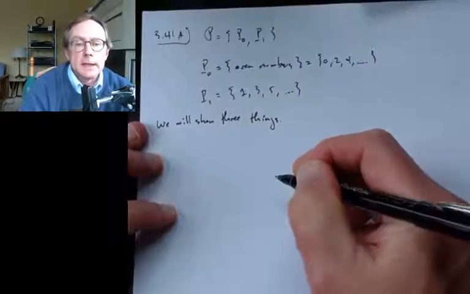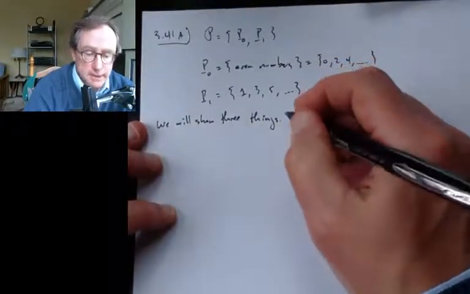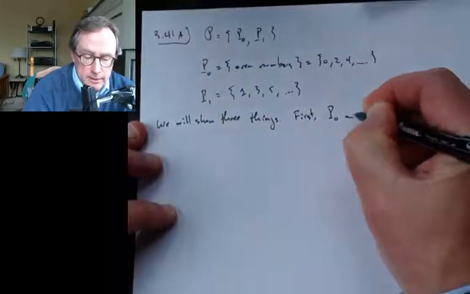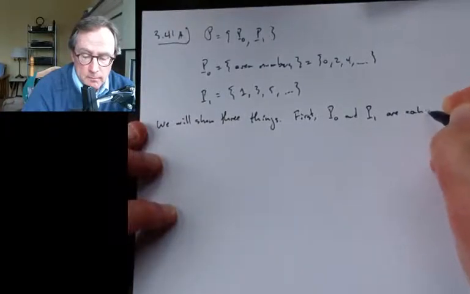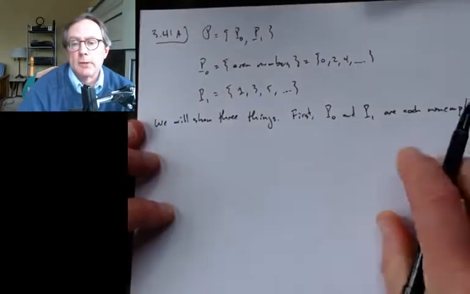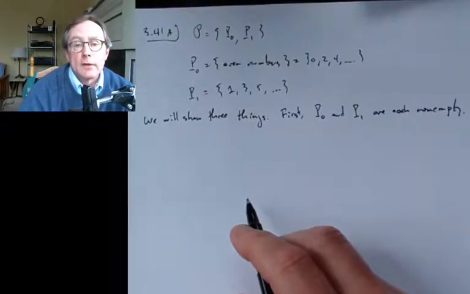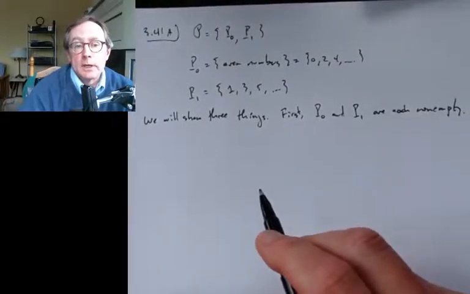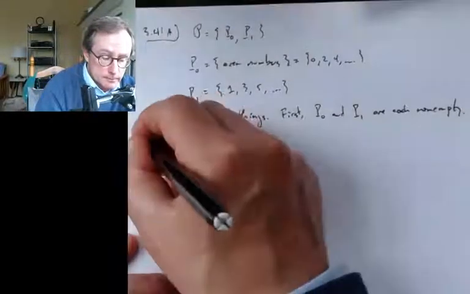So first, P0 and P1 are both non-empty. I mean, come on, nobody in the class needs to be convinced of that. So first, P0 and P1 are each non-empty. Okay, and nobody in the room needs to be convinced of that. All right, second, I got to show that the union of all the Pi's, there's only two of them, makes all of the natural numbers.